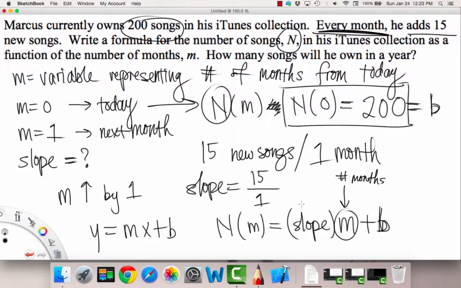So in for slope, we're just going to plug in a 15. And in for b, we're just going to plug in 200. Alrighty? So let me write the result on the next slide. So we have n of m is equal to 15m, number of months, plus 200. Okay? Because remember, we started at 200. That's what he currently owns today. And then we add 15 every time a month passes. That's basically all it means, right?